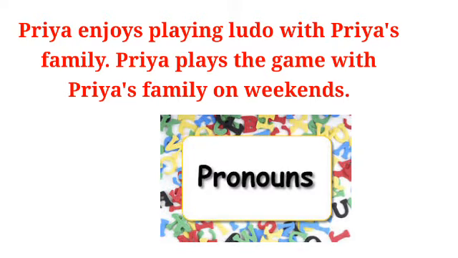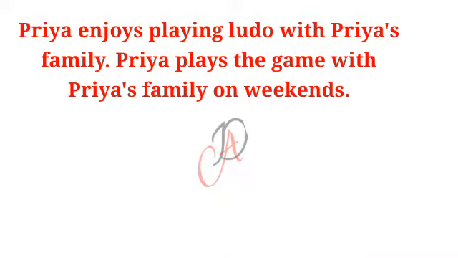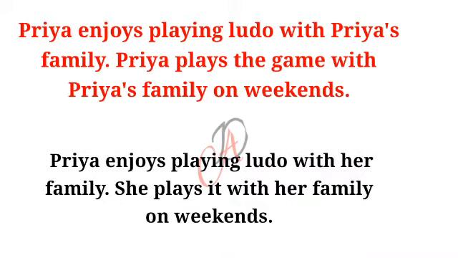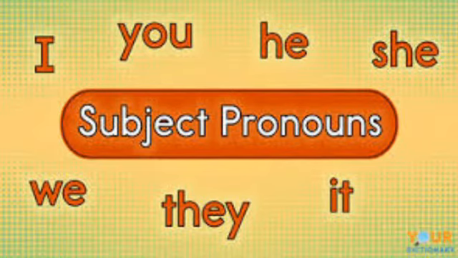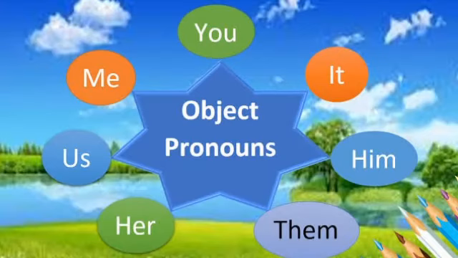Let's see the example in detail using pronouns. Priya enjoys playing Ludo with her family. She plays the game with her family on weekends. We use subject pronouns in the place of the subject, like I, you, we, they, he, she, and it. To replace a noun in the object position, we use object pronouns like me, you, us, them, him, her, and it.